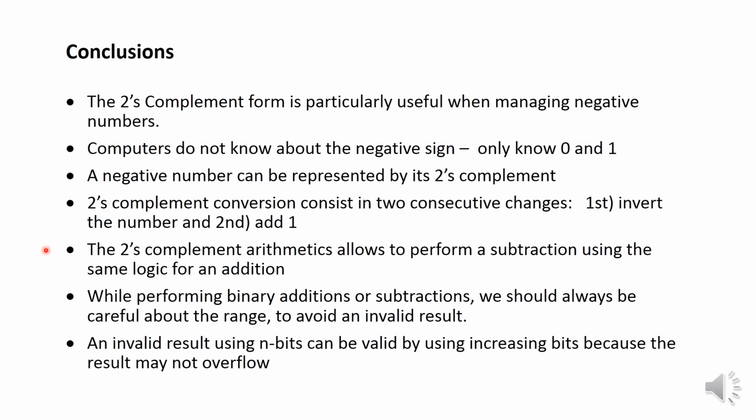The 2's complement arithmetic allows to perform a subtraction using the same logic for an addition. While performing binary additions or subtractions, we should always be careful about the range to avoid an invalid result. And an invalid result using n bits can be valid by increasing bits because, in this case, the result may not overflow.